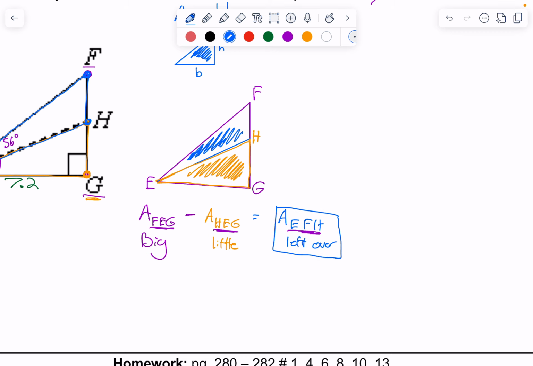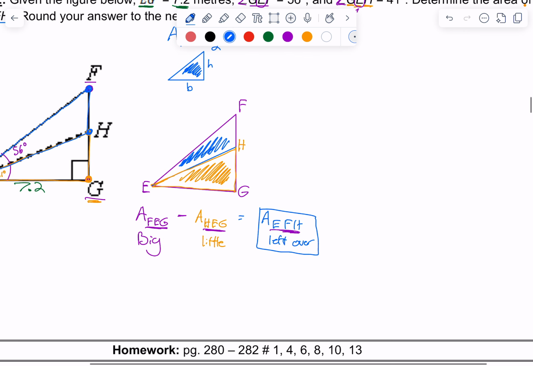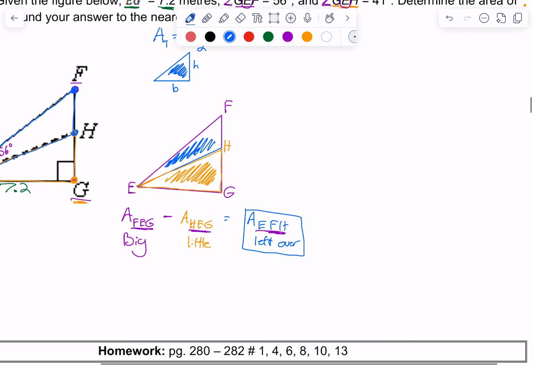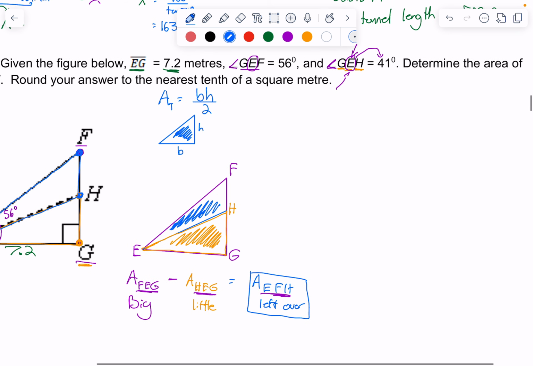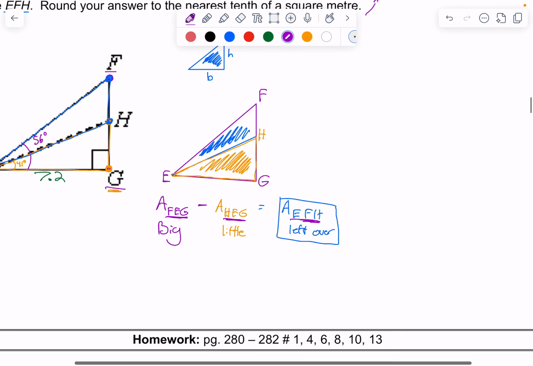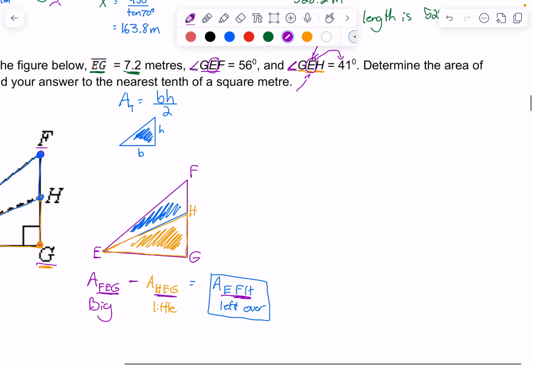So we're just about to do some math, but like just don't get lost in the weeds of what we're about to do. Like this is the process. We're just going to find big area, subtract little area, and we're going to get what's left over, and that's going to be your answer. So in order to do that, in order to find these areas, we need to go back to our area formula and we need some side lengths, okay? So let's first deal with the big triangle. So let's get our big area.